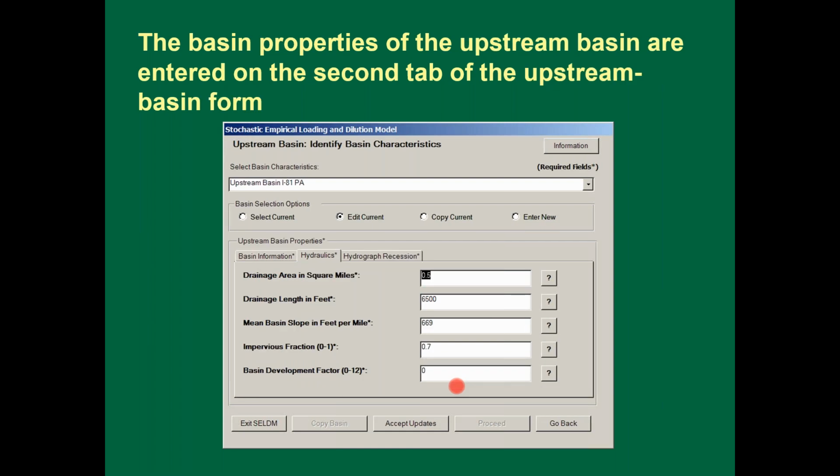So for the upstream basin properties, it's the same thing, except the drainage area is in square miles, the drainage length again in feet, mean basin slope in feet per mile, impervious fraction. In this case, it was a natural basin, so the impervious for the basin development factor was 0.